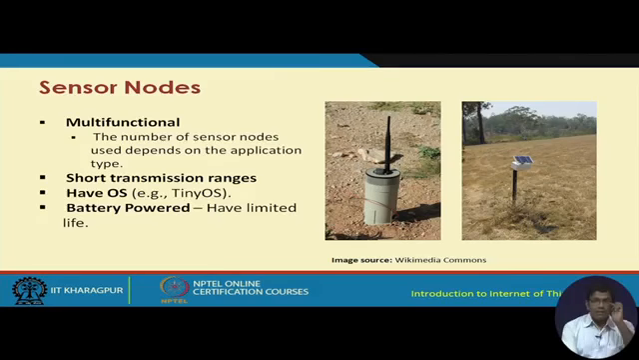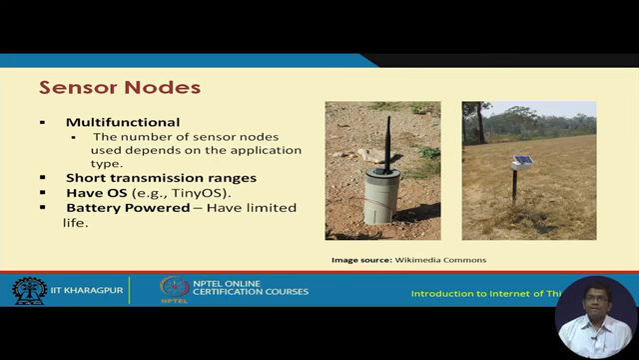These are some of the pictures of sensor nodes, as you can see in this particular figure. This is one such sensor node, here is another sensor node. I will show you a sensor node that we have deployed for different purposes. One such purpose is agriculture. In our agricultural field we have sensor nodes deployed, and these are all solar powered sensor nodes.